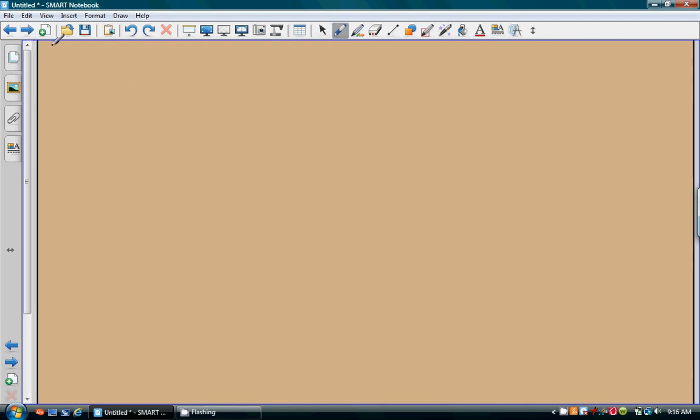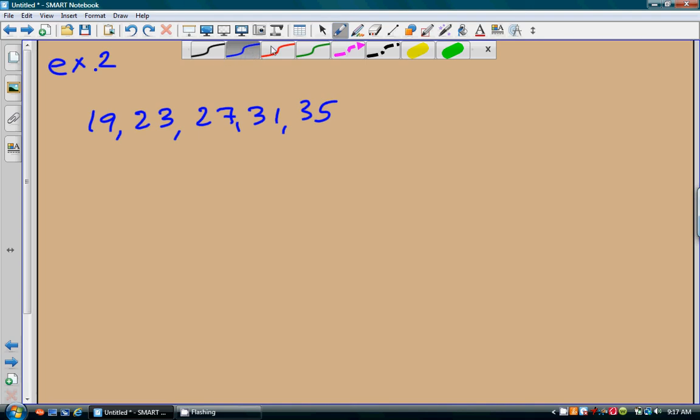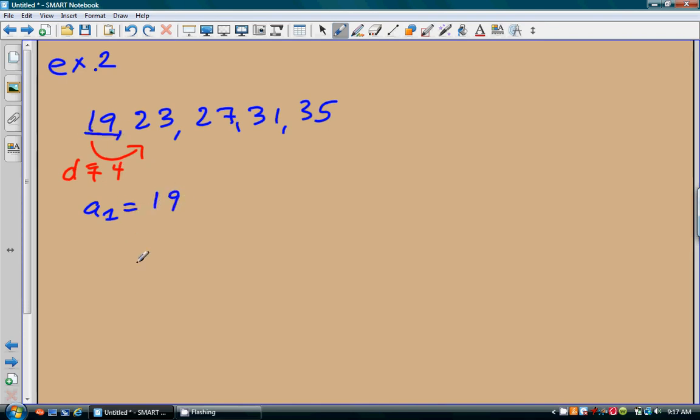Let's try one more. Example 2. Let's say we have 19, 23, 27, 31, 35. Okay, we're going to get the common difference like we did before. So our common difference, in this case, we're adding 4 each and every single time. So our d equals plus 4, and watch out for the sign because that has to be there. Next, a sub 1 equals 19. It's the first term of the sequence.